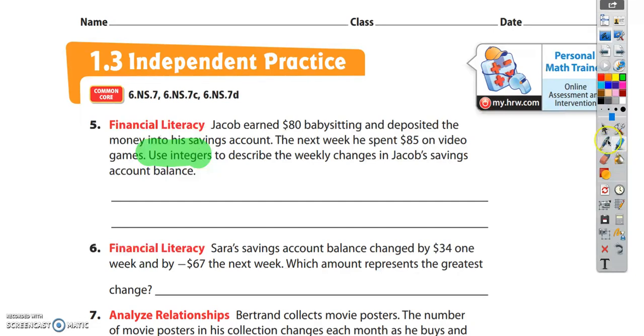Well, the first week he earned $80. What integer would represent $80? That would be positive 80. The second week he spent $85. That would be represented by negative 85. It didn't ask us to explain, it simply asked us to use integers, plural. We did that to describe the weekly changes, so the answers are positive 80 and negative 85. Ready to move on.